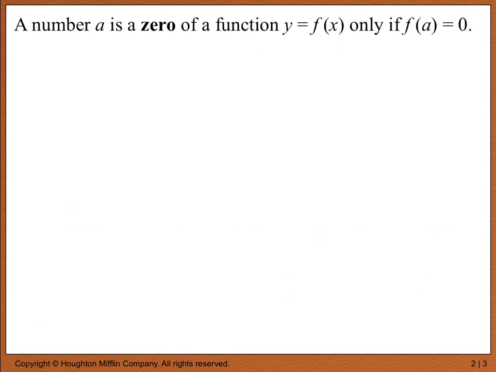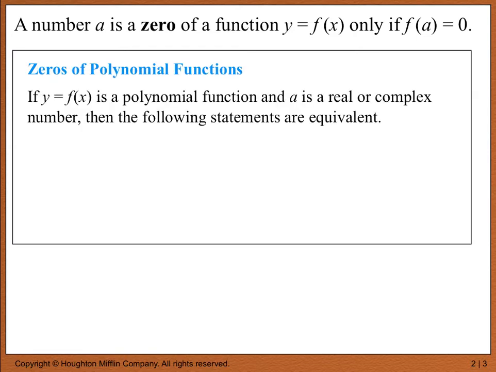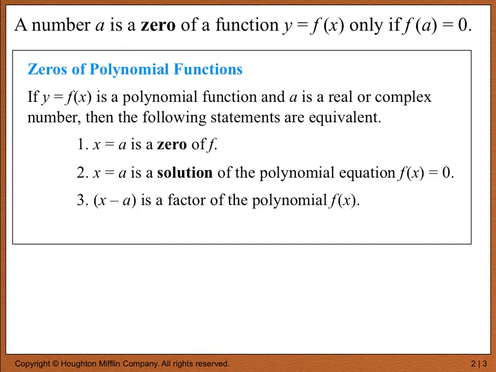A number a is a 0 of a function y equals f of x only if f at a equals 0. All right, now that is a complete review for you because by this time you should know what a 0 is, but we're going through this screen just to make completely sure that we understand what these terms mean.